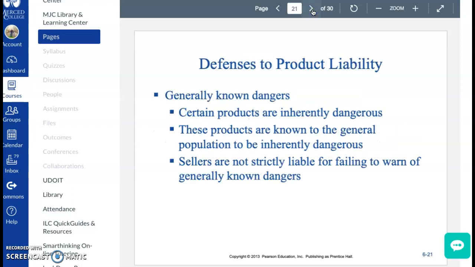Certain dangers of a product, if something is inherently dangerous, you're still normally going to see a warning. Sellers are not strictly liable for failing to warn on general known dangers. So let's say you have a razor. You don't have to write that the razor is sharp. Obviously, it's used to cut things, so that's not going to be a warning that's necessary.